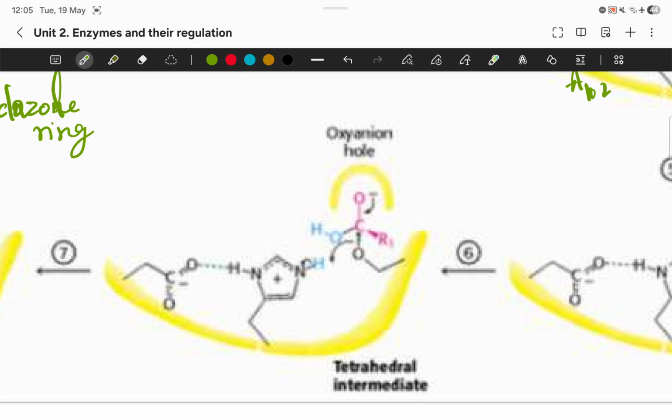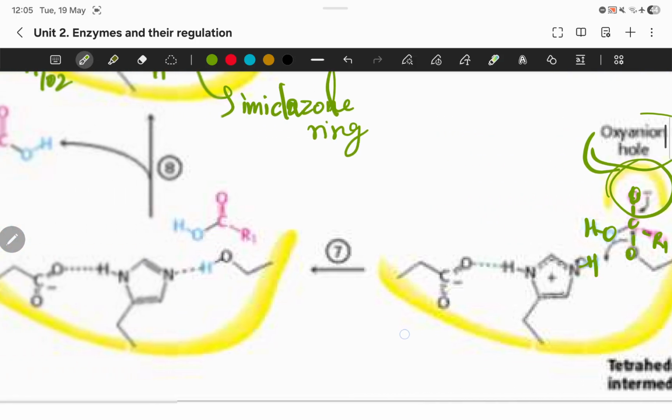Again, we have COOR1OH. This is not satisfied here and here. So we see there is an oxyanion hole again. We have H here.